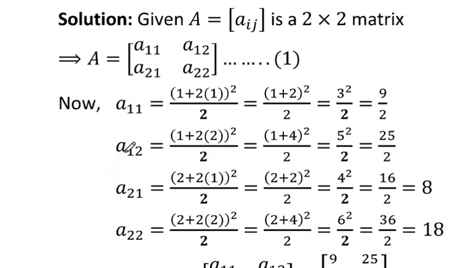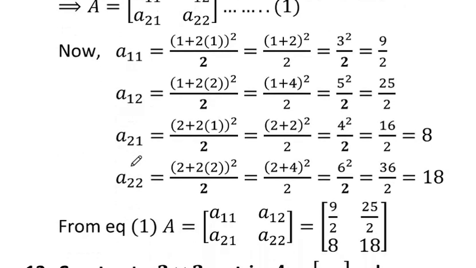And like this you can find the elements. And hence what is the matrix? Matrix is equal to a11, a12, a21, a22. That's equal to 9 by 2, 25 by 2, 8, 18.